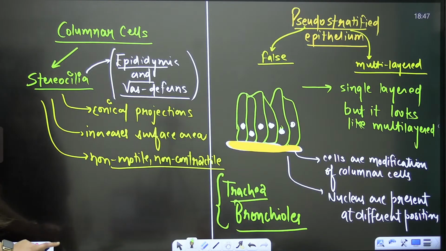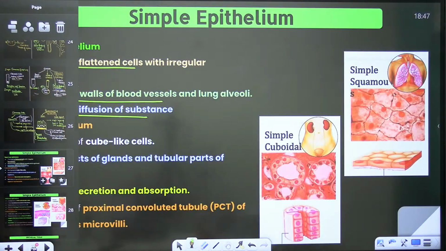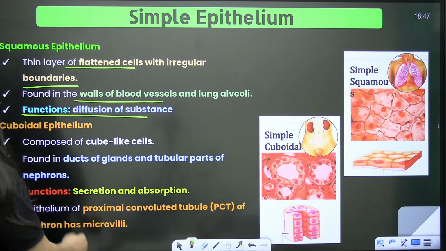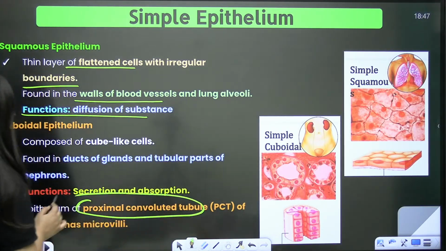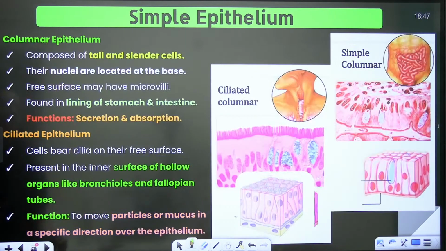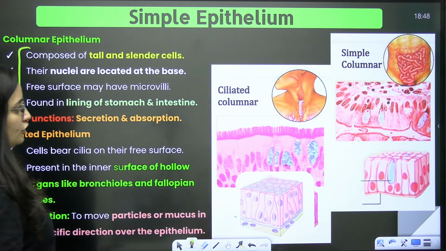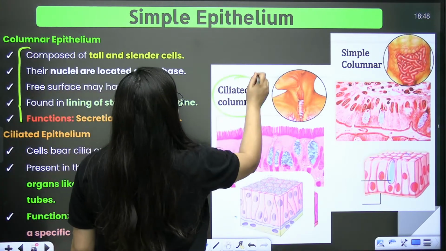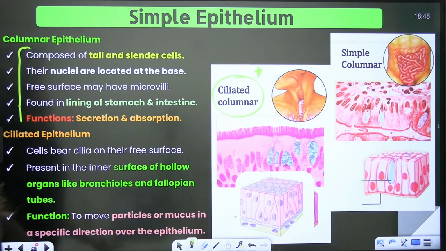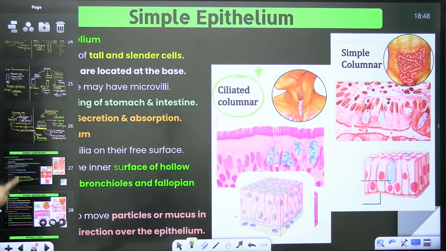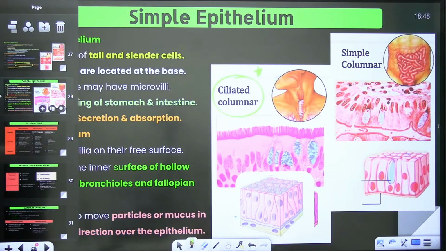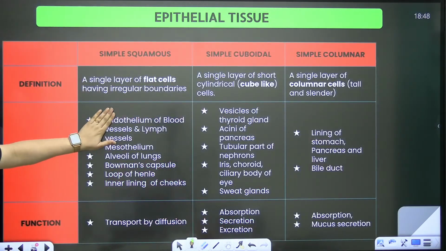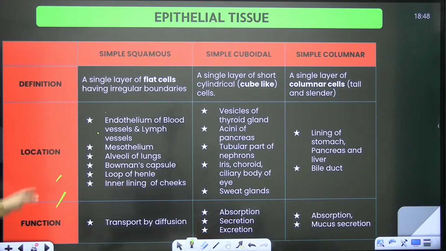Examples are important. If there is any doubt, please tell me. So see the examples: cuboidal, PCT. Nephrons have microvilli, columnar epithelium. So pseudo-stratified glandular columnar epithelium is also there. I will share the PDF with you all. Ciliated epithelium can be cuboidal, it can be columnar. It is for your quick revision.